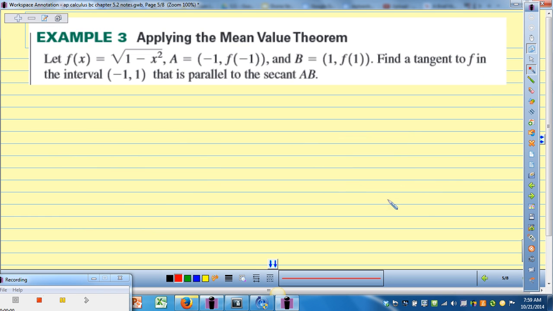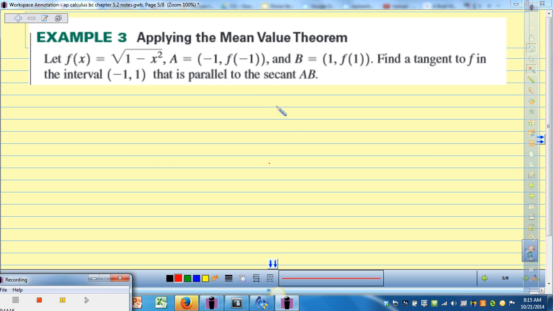All right. Let f of x be the square root of 1 minus x squared, and A is the point (-1, f of -1), B is the point (1, f of 1). Find the tangent to f in the interval from -1 to 1 that is parallel to the secant of AB. You all try this right now at your desk, please.